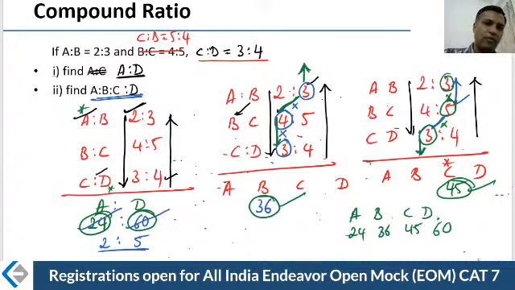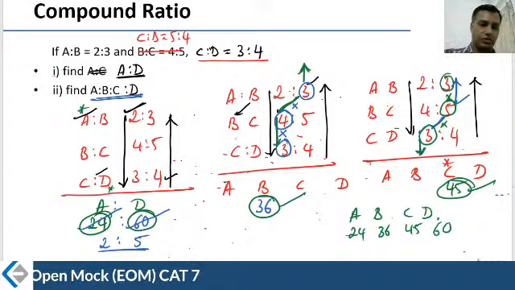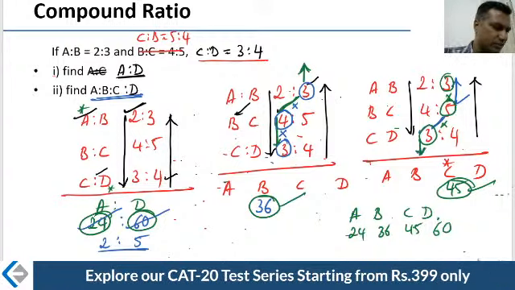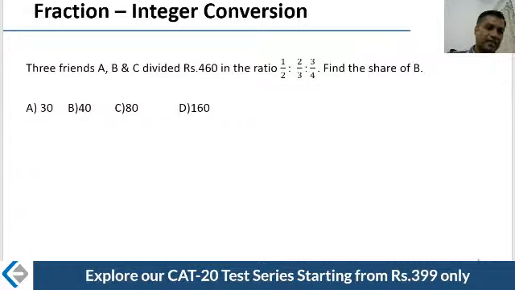Now let's go there. What if the ratios are not very convenient numbers? They're in the form of fractions. What if the numbers look like fractions? Sure, we can convert them to integers. Let me take an example of what I'm talking about. Look at this, the ratio of ABC.